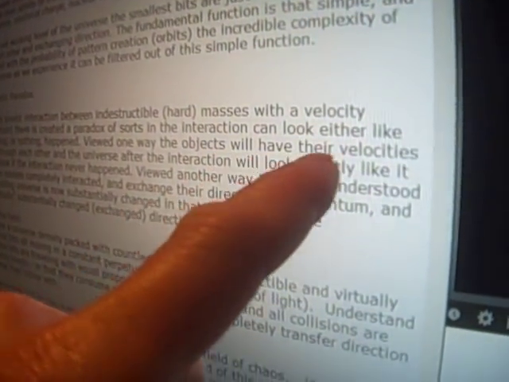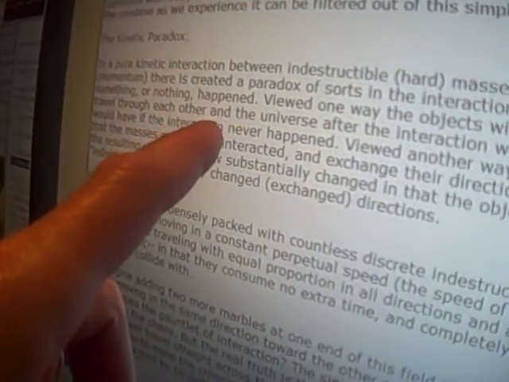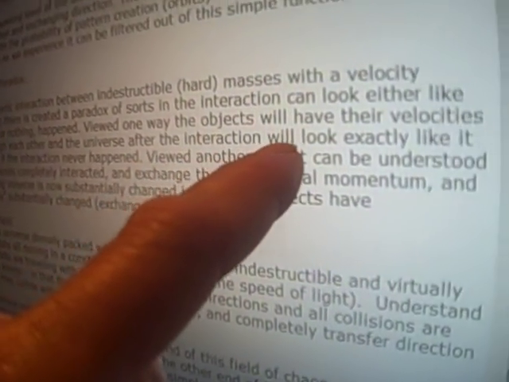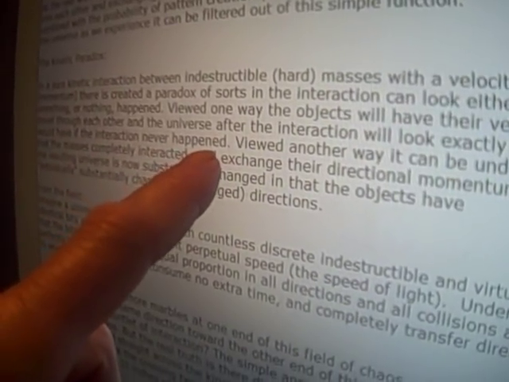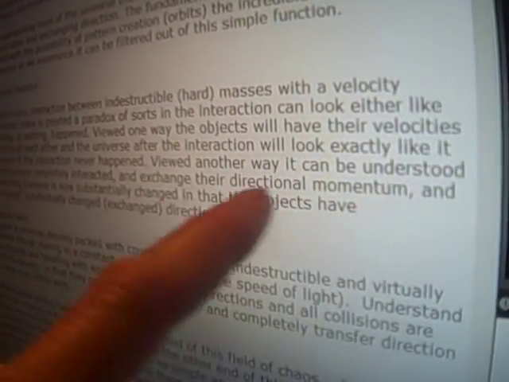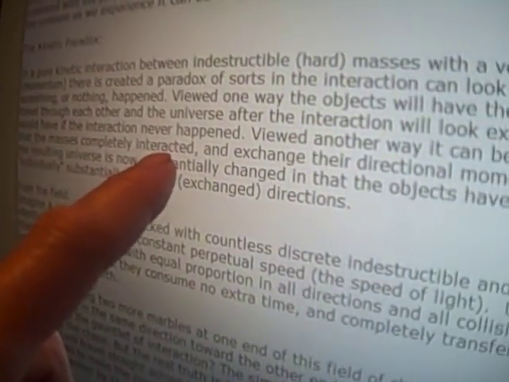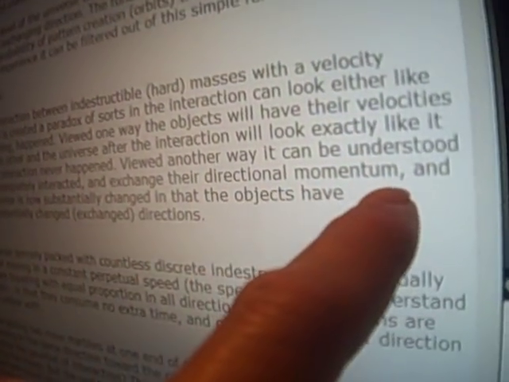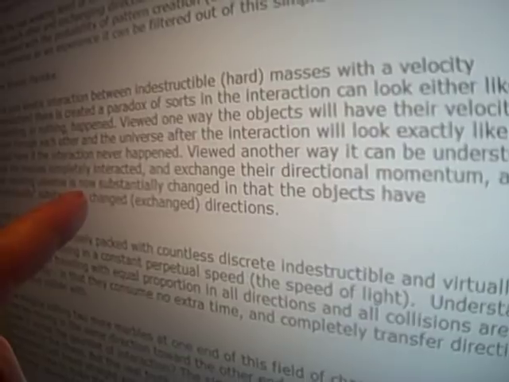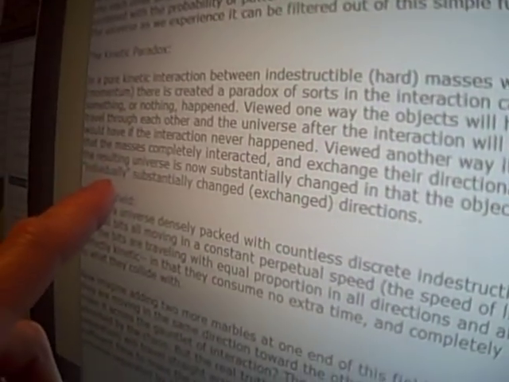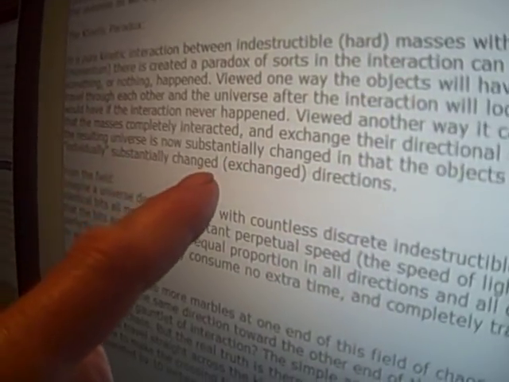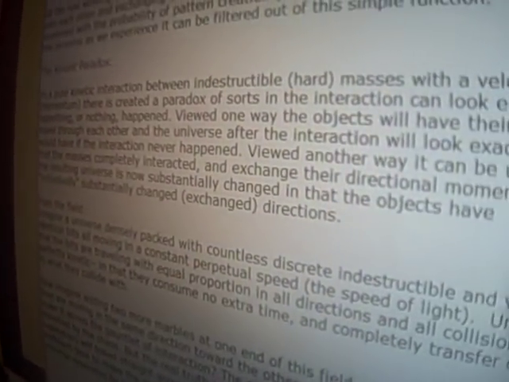let's see, where was I? There's created a paradox. Viewed one way, the objects will have their velocities travel through each other, and the universe after the interaction will look exactly like it would have if the interaction never happened. Viewed another way, it can be understood that the masses completely interacted and exchanged their directional momentum, and the resulting universe is now substantially changed, in that the objects have individually substantially exchanged directions.